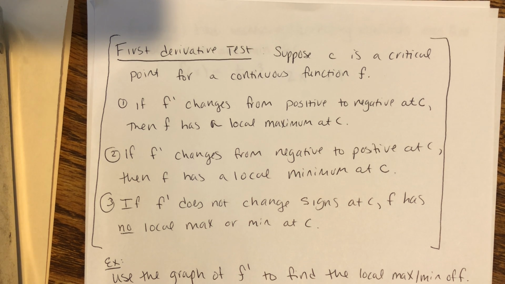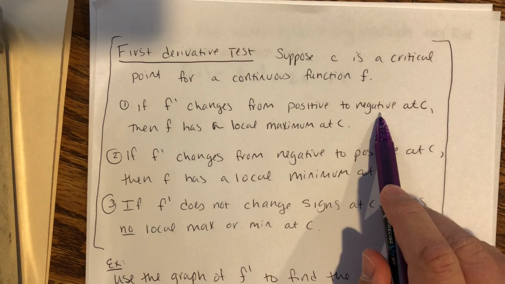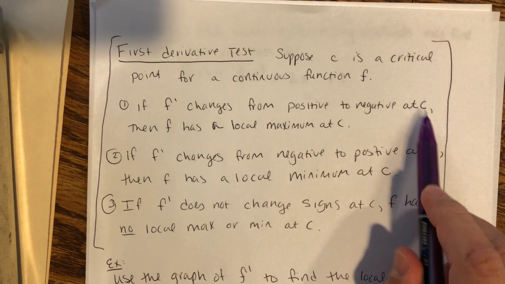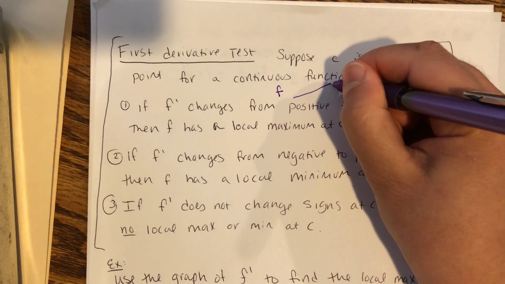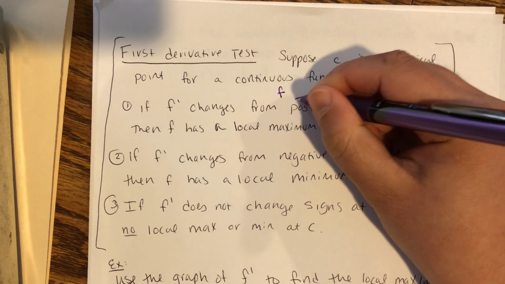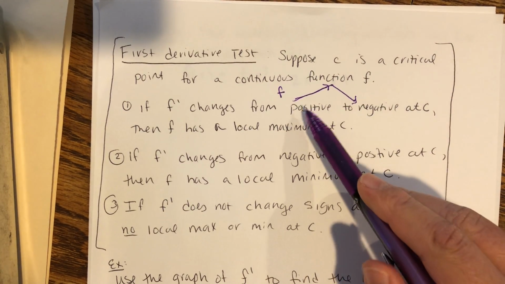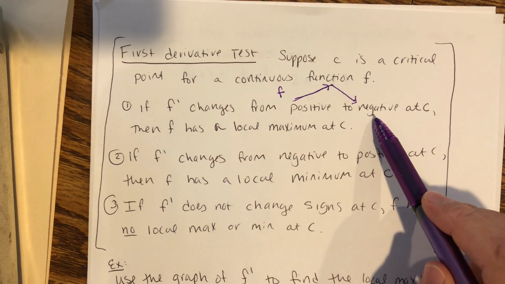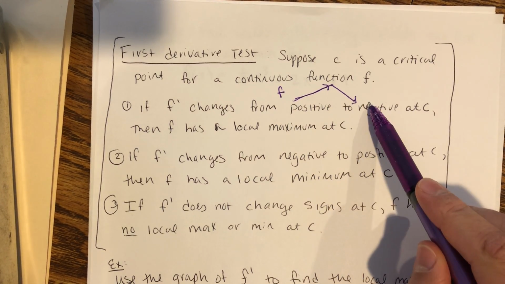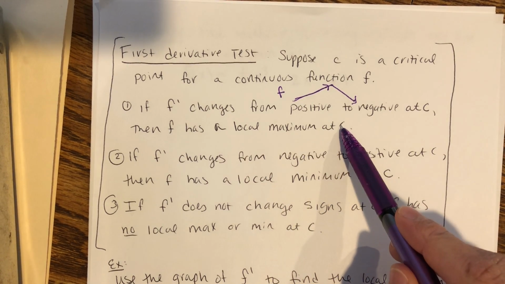It says if c is a critical point for a continuous function f, and if the derivative, f prime, changes from positive to negative at that value c, then that means that your original function f is changing from increasing to decreasing, right? Increasing to decreasing, not necessarily at a point like that. So if f prime is changing from positive to negative, then f changes from increasing to decreasing, which is exactly why f has a local max at c.